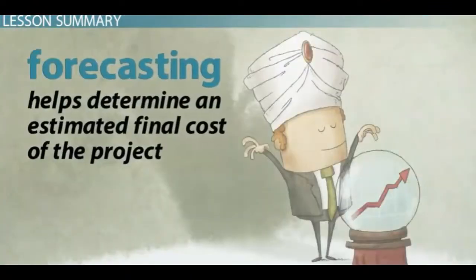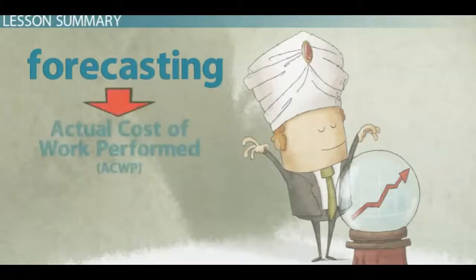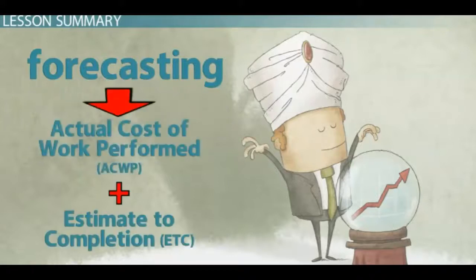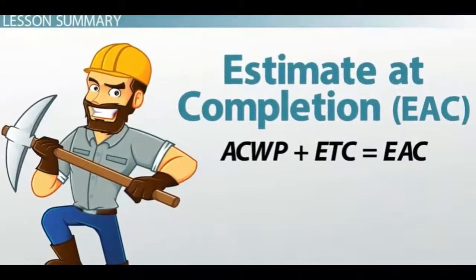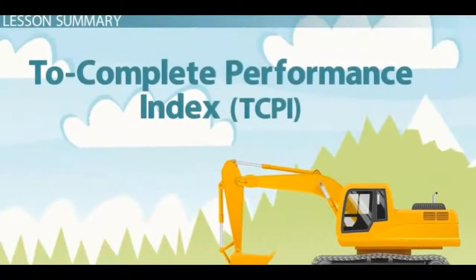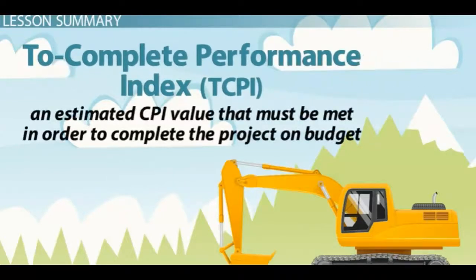Forecasting helps determine an estimated final cost of the project by using the actual cost of work performed, ACWP, to date, and the budgeted cost for the remaining work, known as Estimate to Completion, ETC. The total of these two values is the Estimate at Completion, EAC, for the project, which can be compared to the original budgeted cost of the project. The To-Complete Performance Index, TCPI, is the same as the CPI, but adjusted for performance to date. Therefore, it is an estimated CPI value that must be met in order to complete the project on budget.